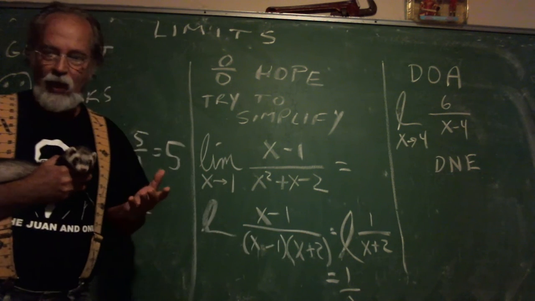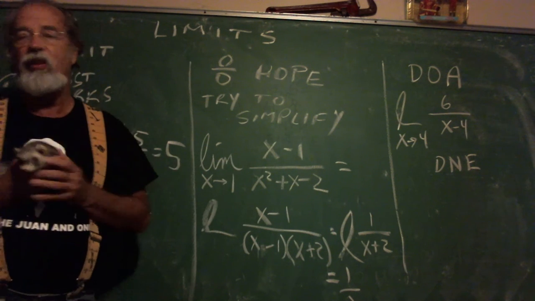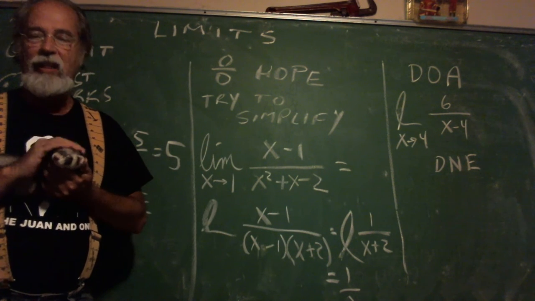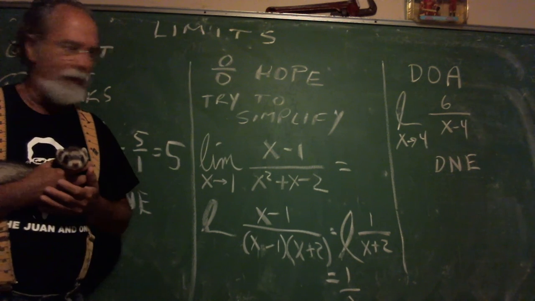There's a gap. But what's the limiting value? As x approaches 1, y is approaching 1/3. Doesn't matter if there's no point at that point. We're talking about what happens when you get close to the point, 1 comma 1/3.